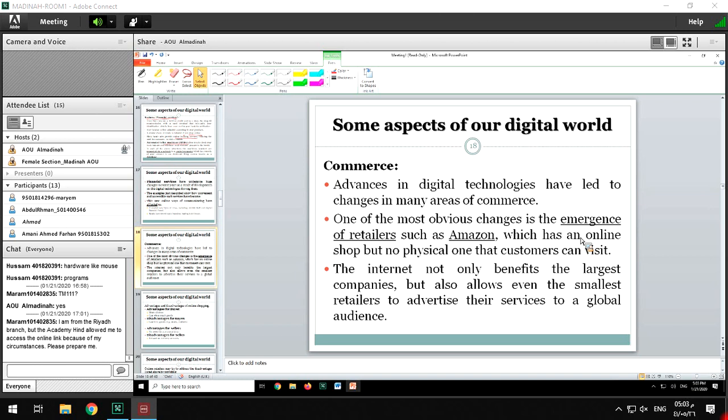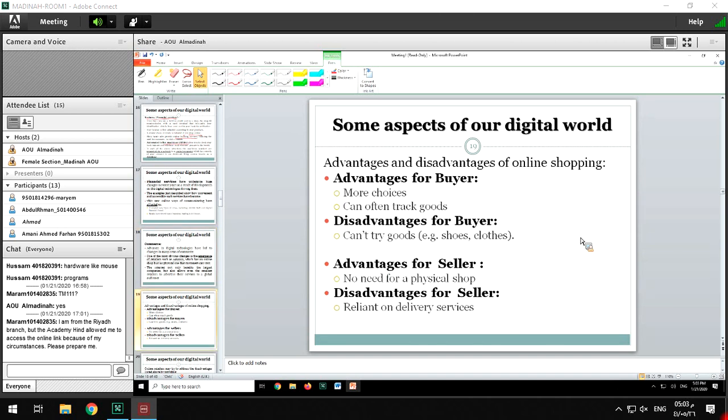Commerce, that is the commercial things, selling and purchasing of items. There are advantages and disadvantages of this. For example, if you talk about technologies in online shopping, you have some advantages and some disadvantages. At the same time, if you talk about online banking, you have some advantages and some disadvantages. So we take an example here: the advantages of shopping online are that you have more choices and you can often track the goods, where they are and when they will reach you. You can select items as much as you want, and you don't need to worry about the delivery.